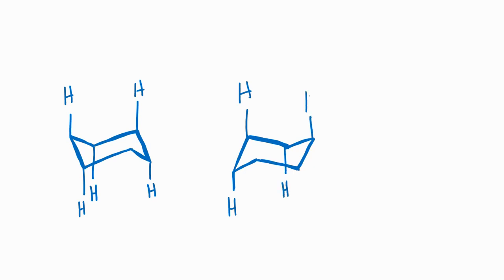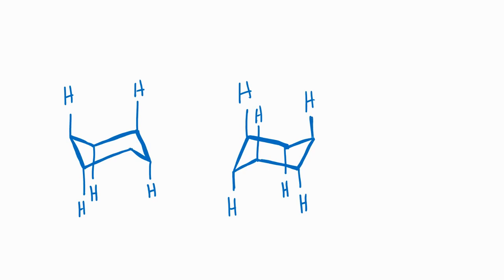Now we want all of our axial hydrogens to go straight up and down. We can start at the foot of the chair, going down, up, down, up, down. Same thing over here. Start at the foot, down, up, down, up, down, up.